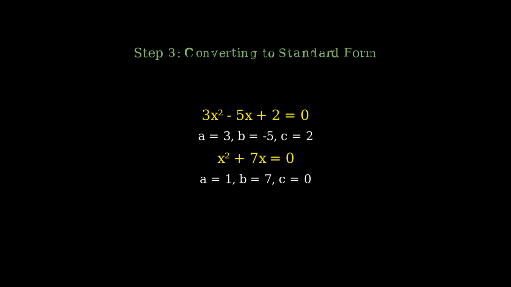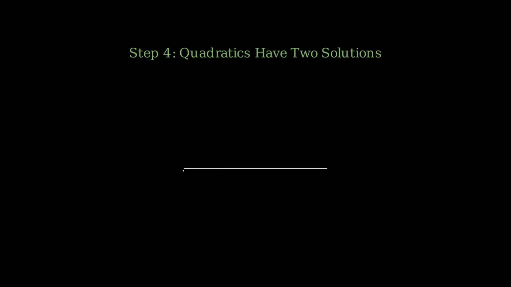One key characteristic of quadratic equations is that they typically have two solutions. We can visualize this by graphing the quadratic equation. The graph forms a parabola. The solutions are where the parabola crosses the x-axis. In this example, the solutions are x equals negative 2 and x equals 2.